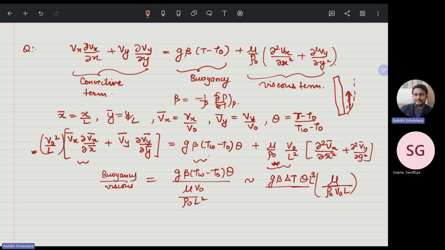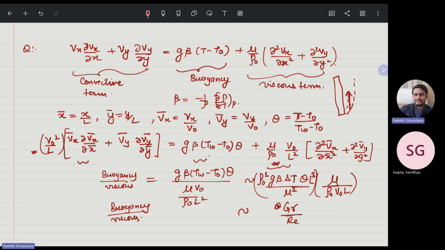Here also mu, so it will be mu square, and here also it is rho 0 square. So this term is the Grashof number, and this term is the Reynolds number. So this is what is called buoyancy divided by viscous.